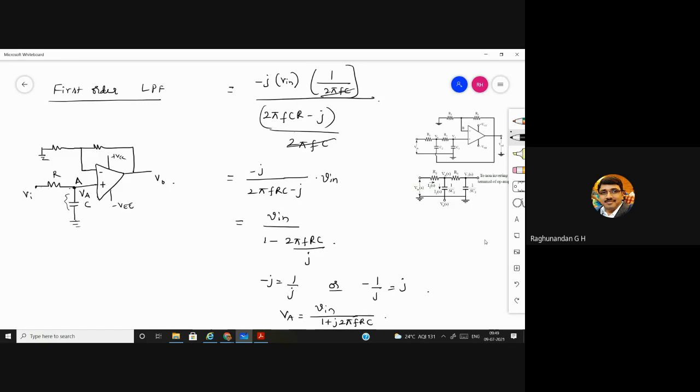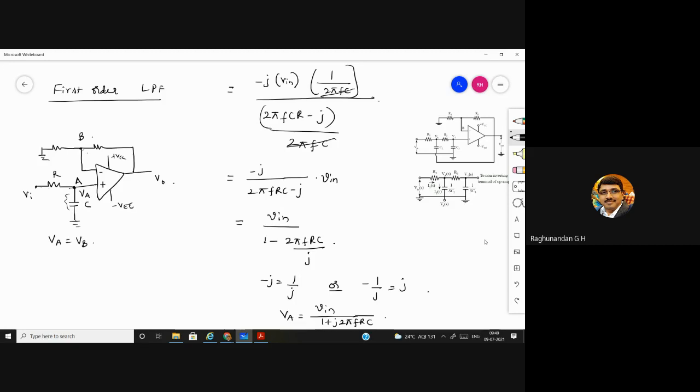In this case, as you can see, let us take this as B. Among these two, which is the virtual ground, A or B? B, sir. B. According to the virtual ground concept, we can write VA is equal to VB.